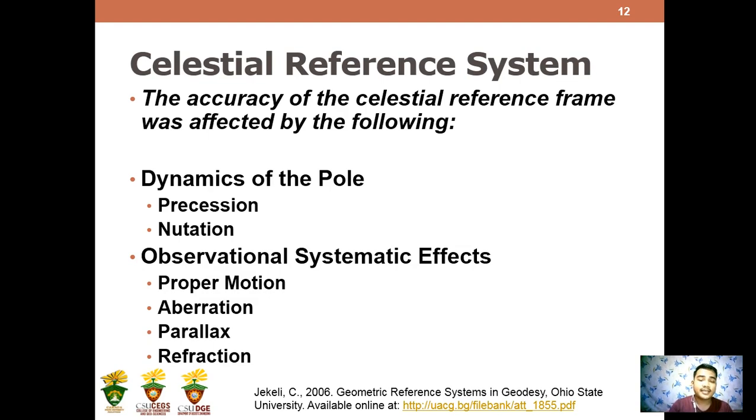So since the celestial reference system is kinematic, it's because we all know that the Earth is rotating, no? Earth is moving, Earth is revolving around the sun. So therefore these movements are what affect the accuracy of the celestial reference system.